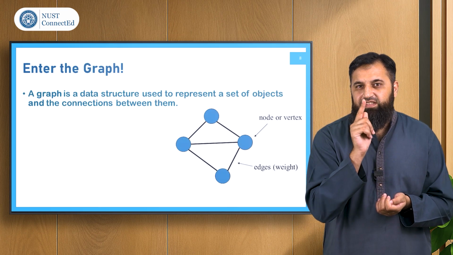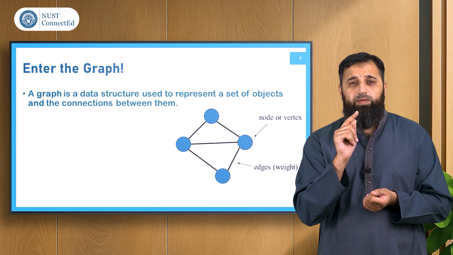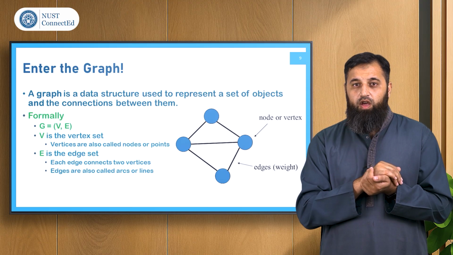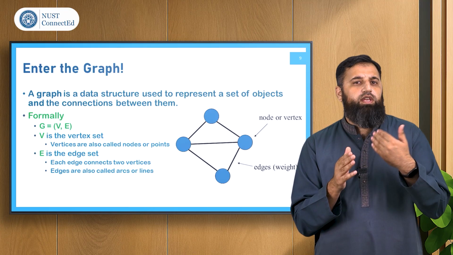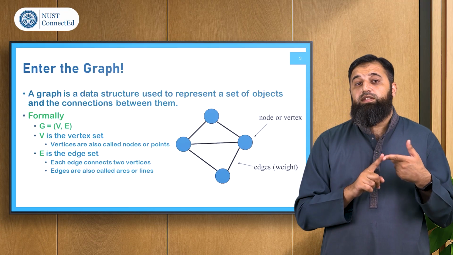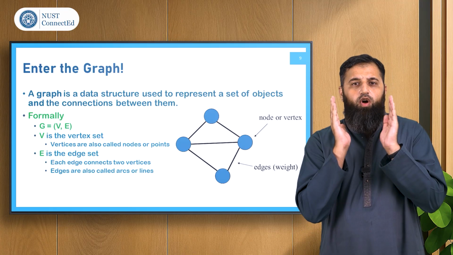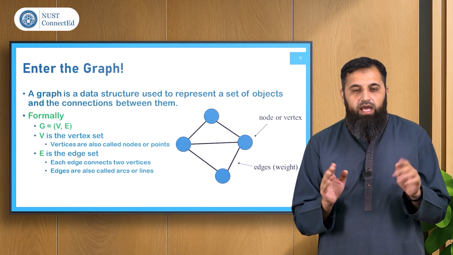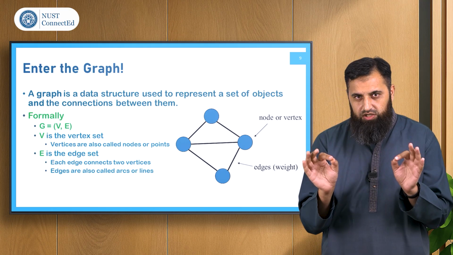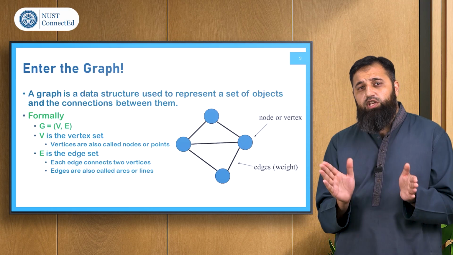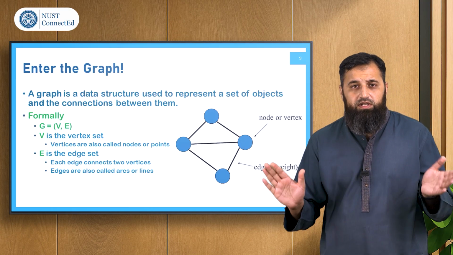A graph is such a data structure which is used to represent a set of objects and the connections between them. Formally, G = (V, E), where V is the vertex set and E is the edge set. Now, V contains the objects called the vertices, and E contains the connections. These are called edges. Now, this definition provides a foundation for modeling diverse scenarios.